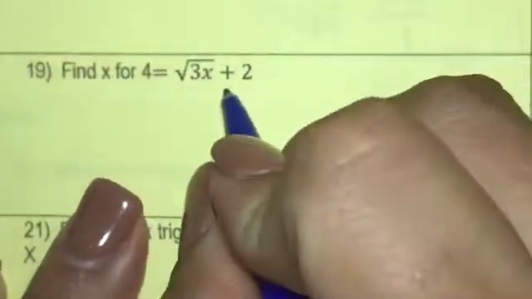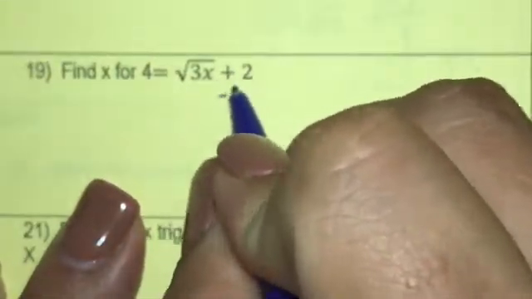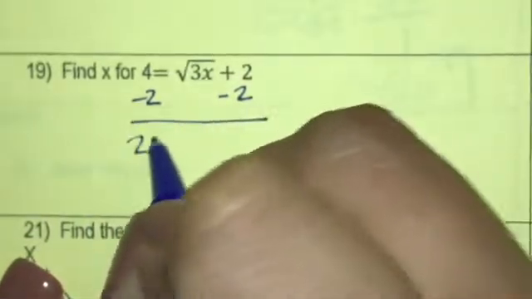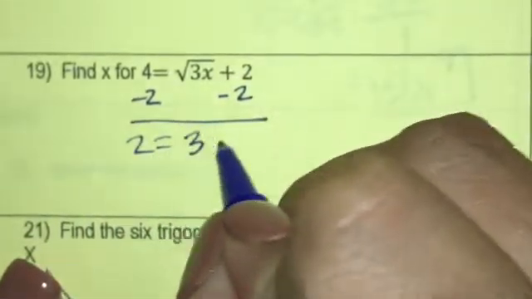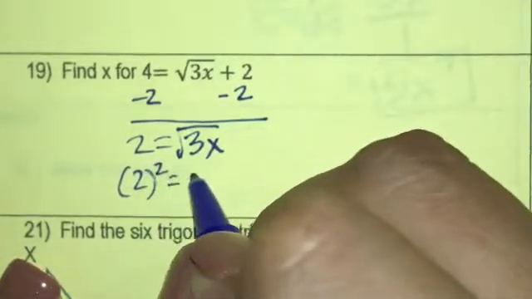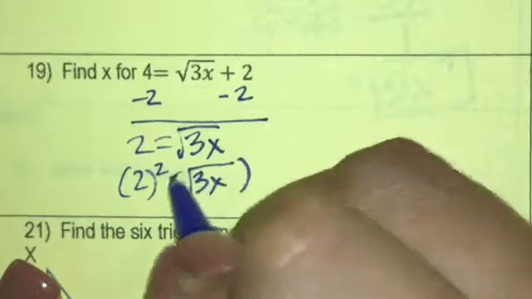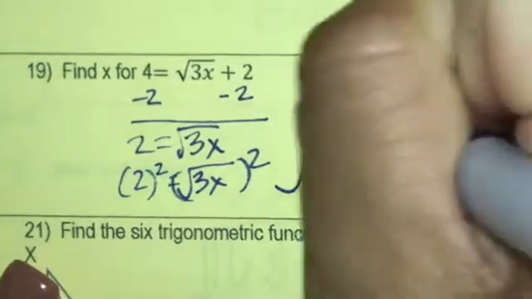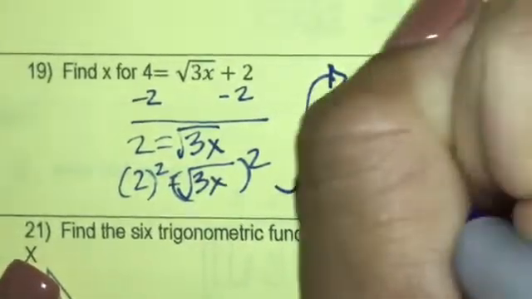Okay, so you're going to have to subtract the 2 from both sides. You're going to say minus 2 minus 2. I'm going to say 2 equals the square root of 3x, so square both sides. So then you get 4 equals 3x, divided by 3, divided by 3. X equals 4/3.